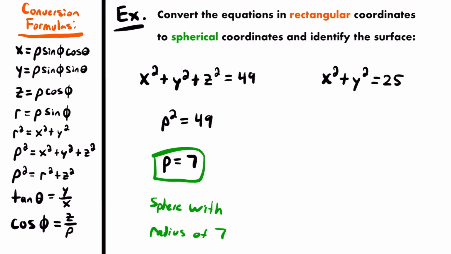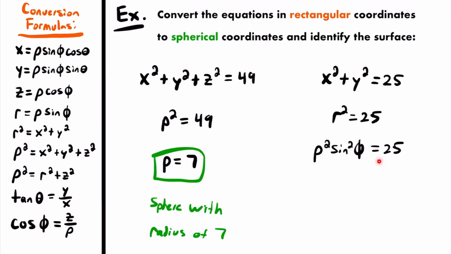This is actually something that I highly recommend for a lot of these types of problems. If you're converting a rectangular equation to a spherical equation, it might be helpful to first convert it to cylindrical and then convert it to spherical. All right, so we know that x² plus y² is r². So this would be r² equals 25. And then we can replace r with what it's equal to in terms of rho and phi. All right, r equals rho times sine of phi. So we'll have rho squared times sine squared of phi equal to 25.